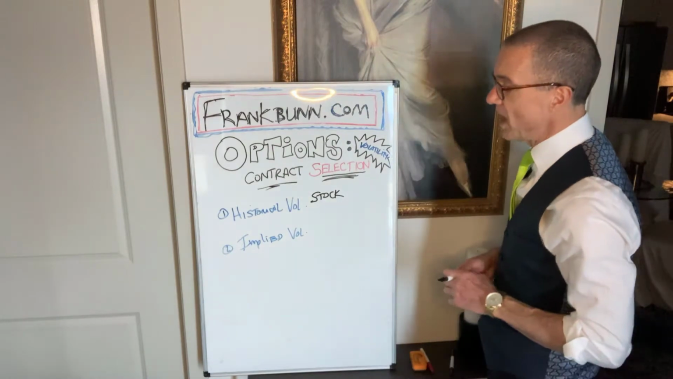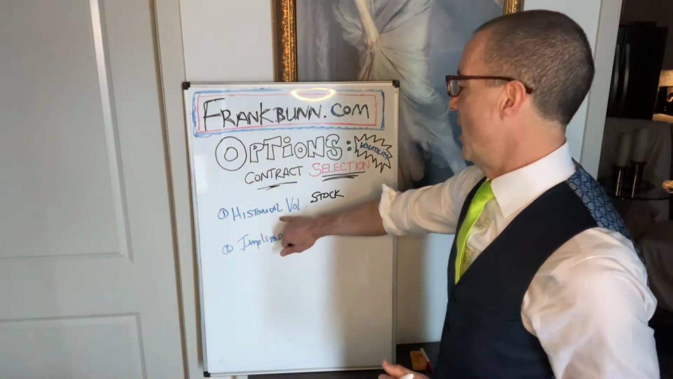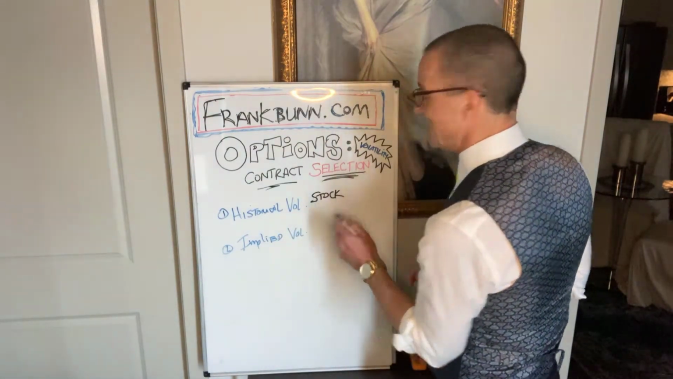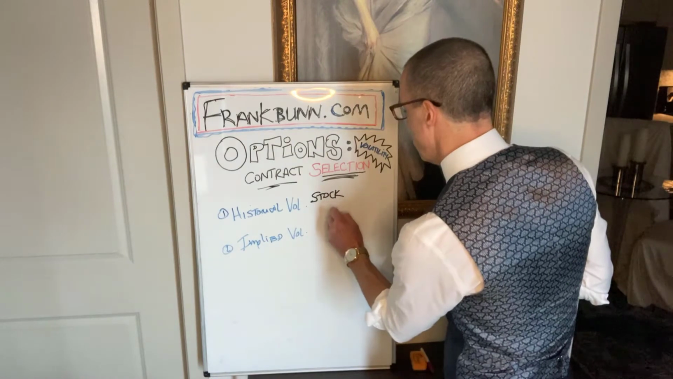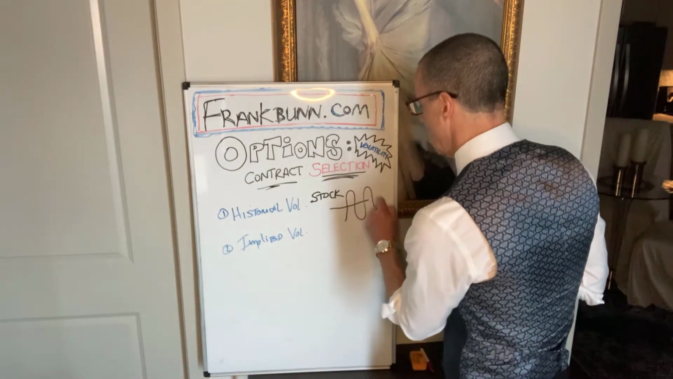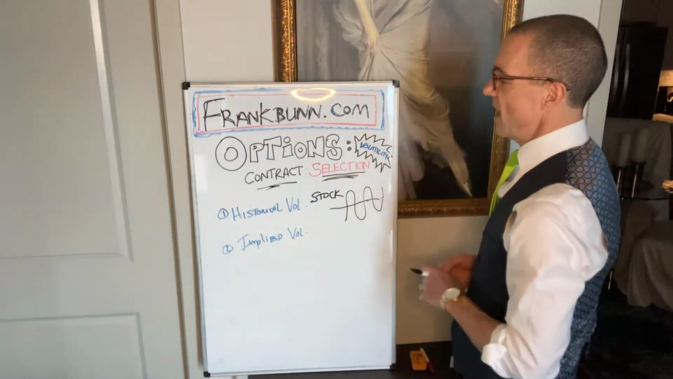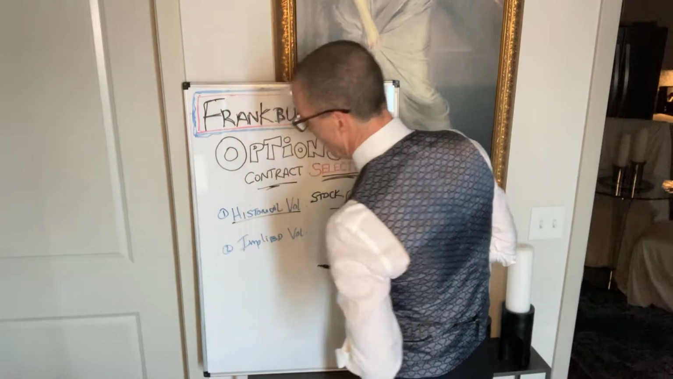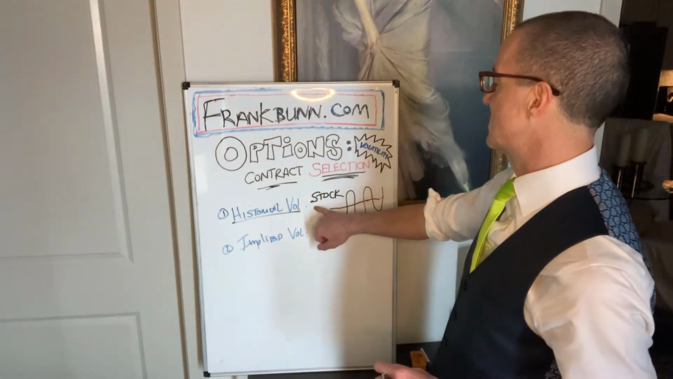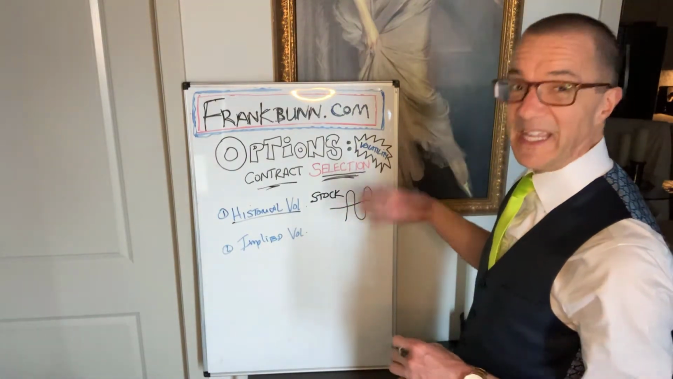Historical volatility is just a mathematical construct, a formula that analyzes the deviation from a mean in share prices over a given period of time. That's what it does. This will be a number that will be assigned. So the underlying asset will have a certain historical volatility based on what it has done in the past.